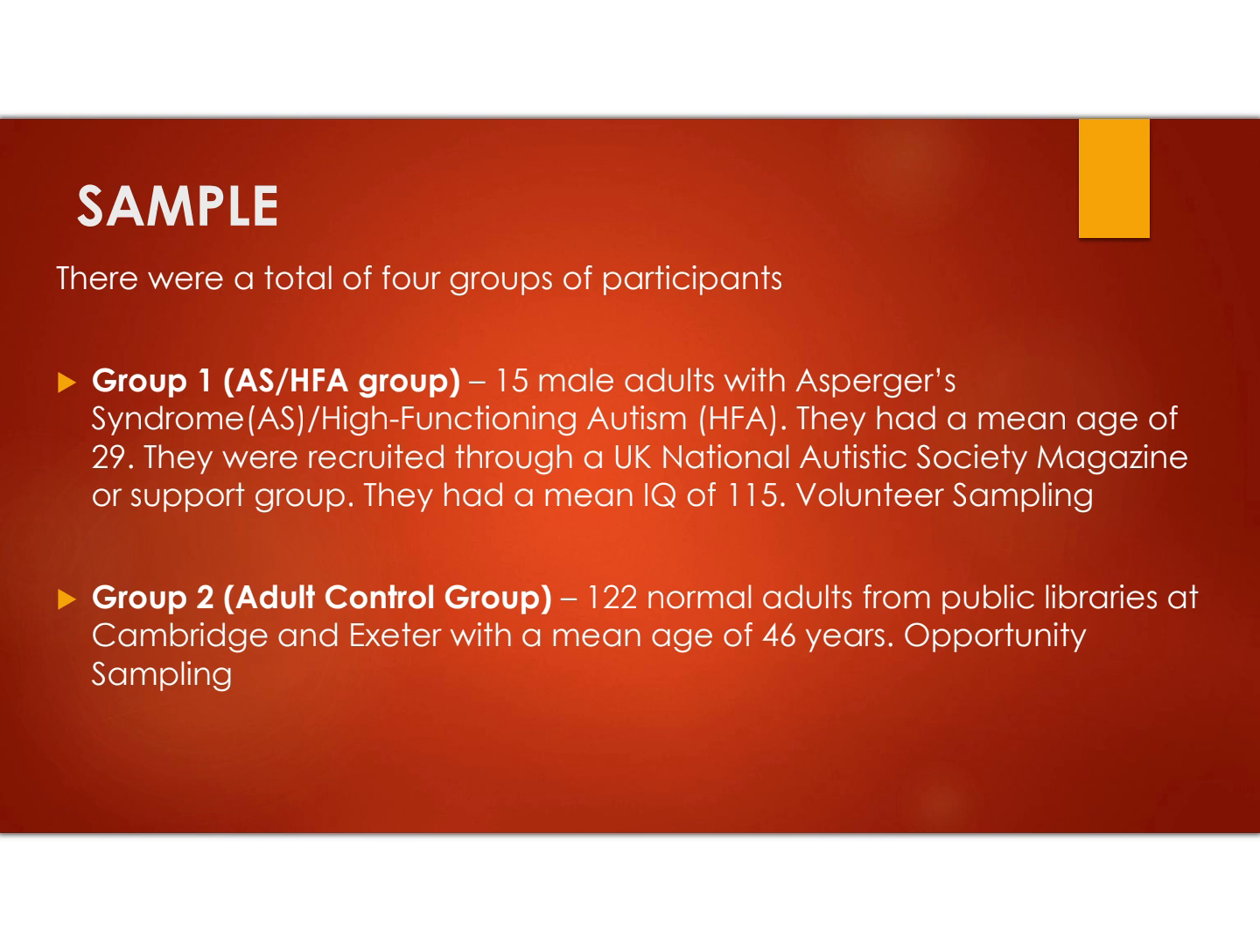Group 2 is your adult control group. So these are your normal non-autistic participants. There are 122 adults. They are recruited from public libraries at 2 cities in the UK, Cambridge and Exeter, with an average age of 46 years. Opportunity sample.